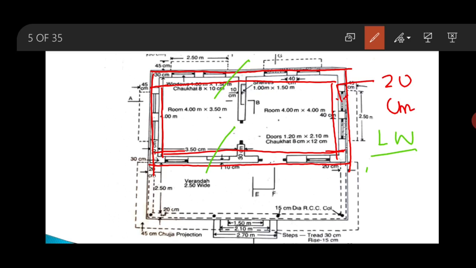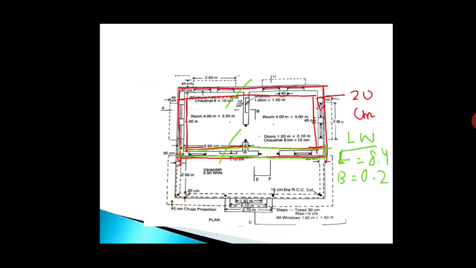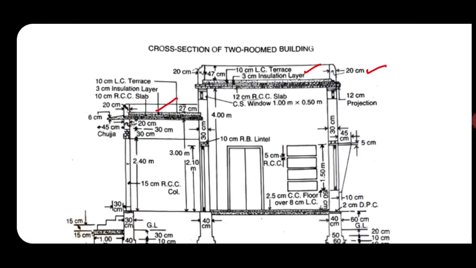So what will be the length of this long wall? So this length will be equal to out dimension of the long wall. Okay. So out dimension of the long wall is 8.4. So this will be the length. And what about the breadth? The breadth is given as 20 centimeter. So this breadth is equal to 0.2. Then for depth, we will see the sectional details.